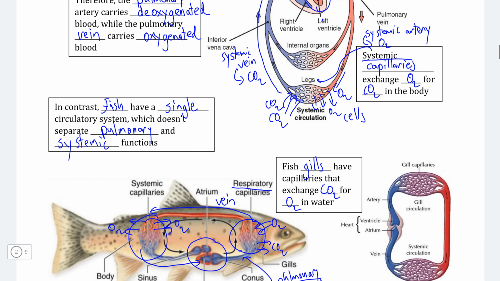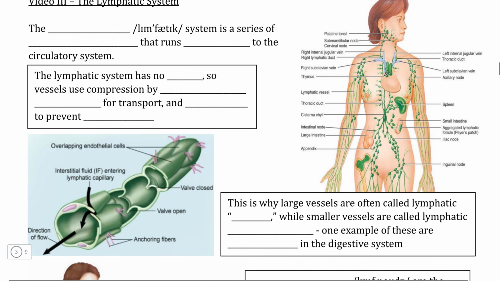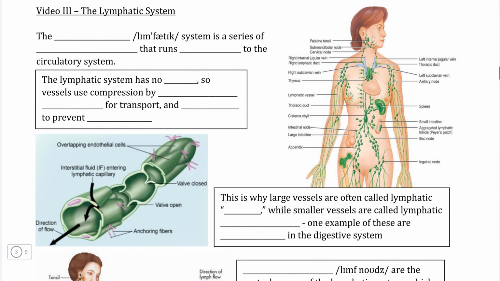In the final video in this series, we are going to take a detailed look at the structure of the lymphatic system, which is a parallel circulatory system that mainly exists to transport white blood cells, as well as nutrients such as fats that don't dissolve very well in blood.